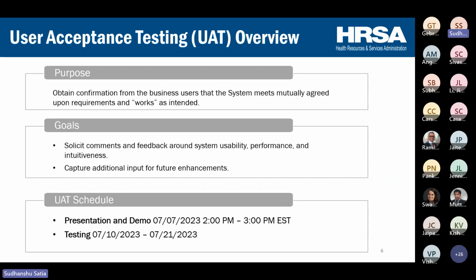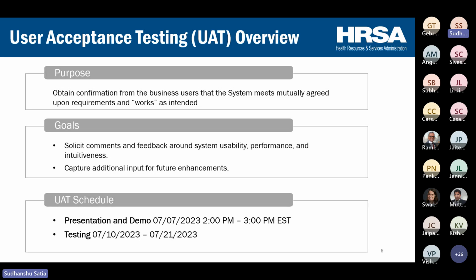Now, what is the UAT schedule? To kickstart the UAT, we are having a kickoff meeting just now. It will run till 3 p.m. and the testing will be available from July 10th to July 21st. This is our upcoming UAT schedule.